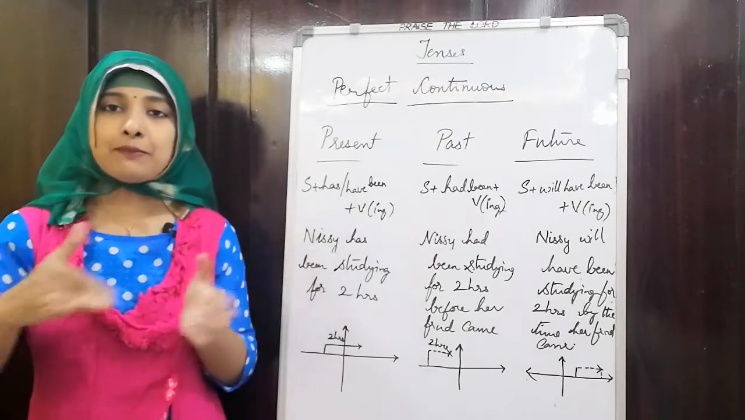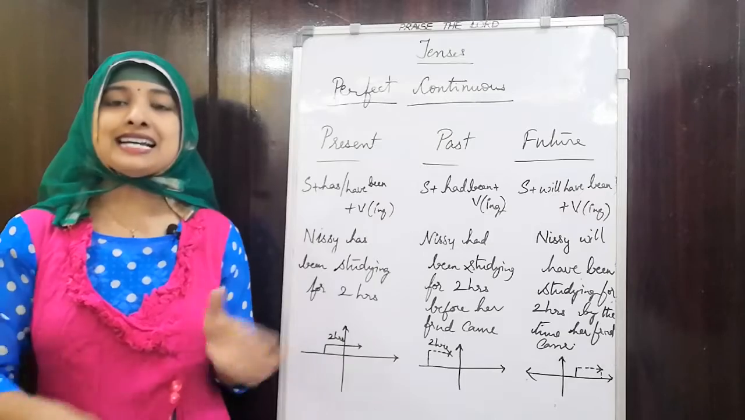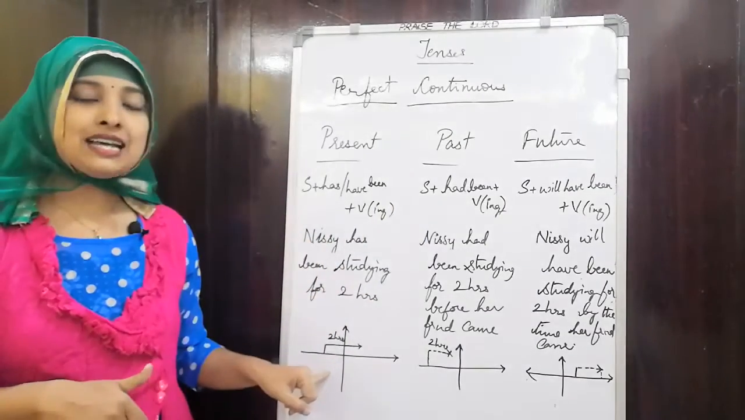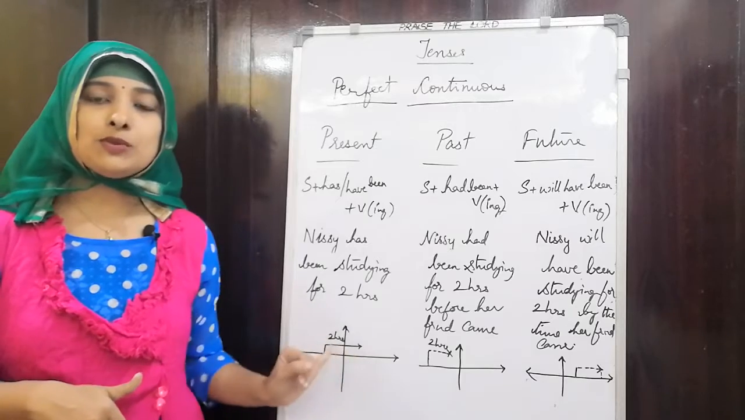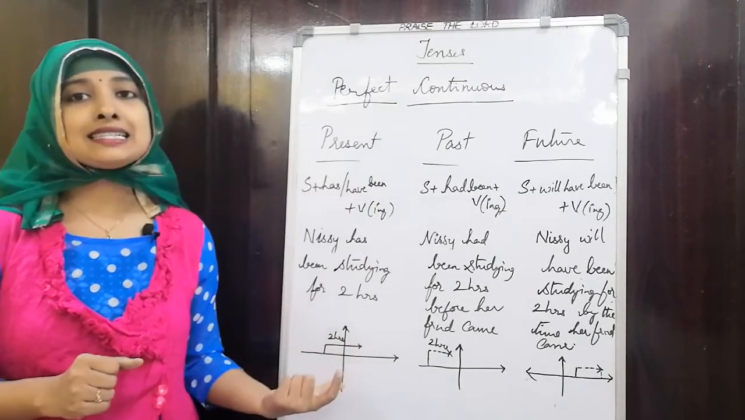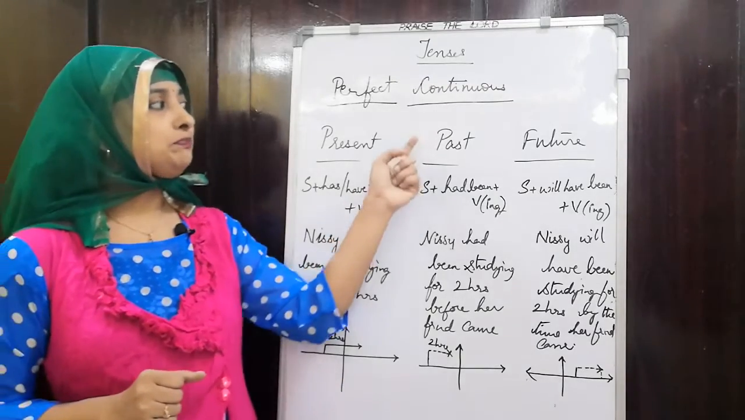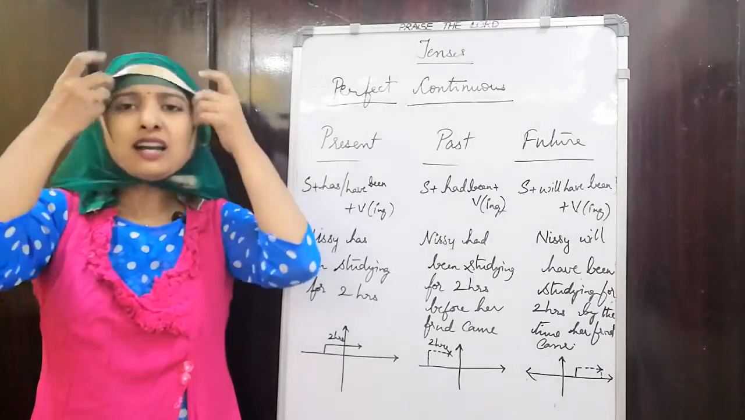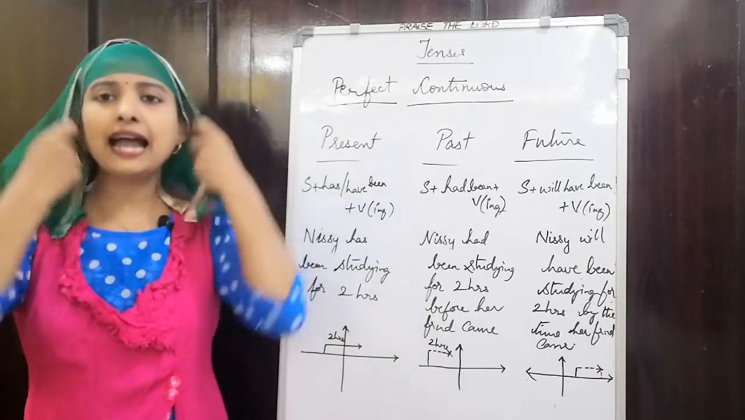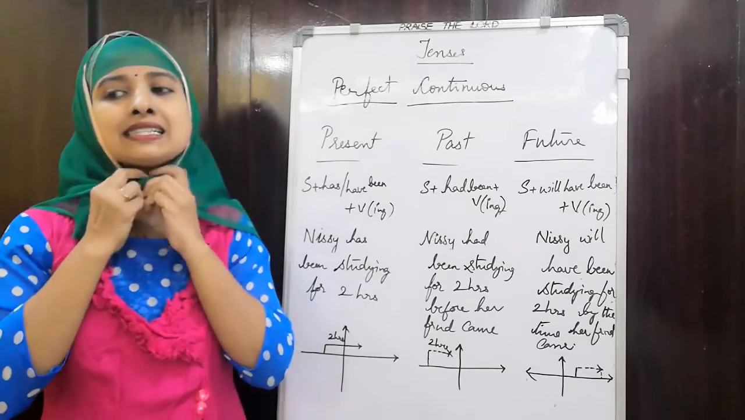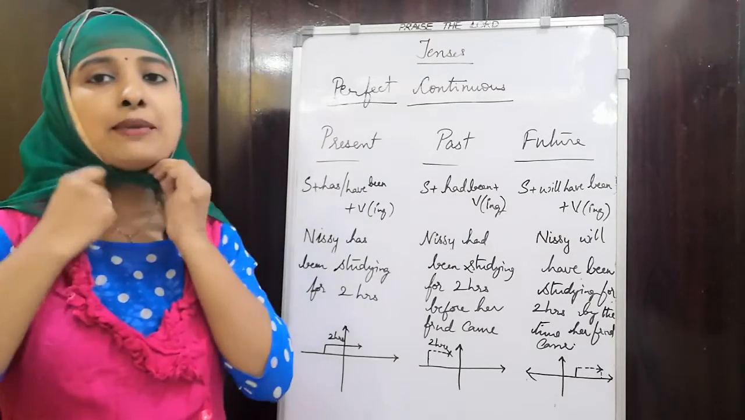That means at present, she has been studying for 2 hours. That is, she started somewhere in the past, and now she has been studying. It has been 2 hours now since she started studying. Now similarly, past perfect. Like I have said, has or have will be replaced by had. So it will become subject plus had been plus verb in ing form.